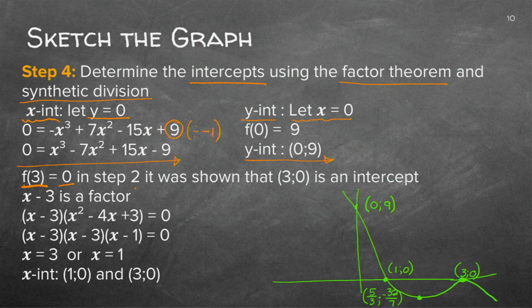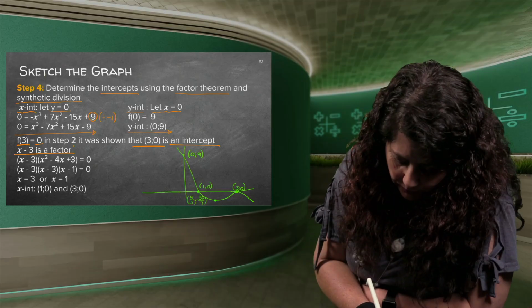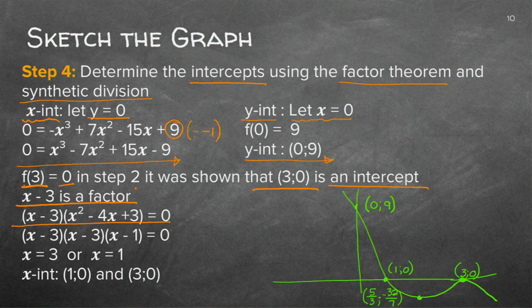In step 2, it was shown that (3, 0) is an intercept. So we know that x minus 3 is a factor. So you're going to use your synthetic division and we'll get our answer. And you factorize further to get your two brackets. So you will have (x minus 3) and (x minus 1). So x equals 3 or x equals 1. So your x-intercepts will be at (1, 0) and (3, 0).